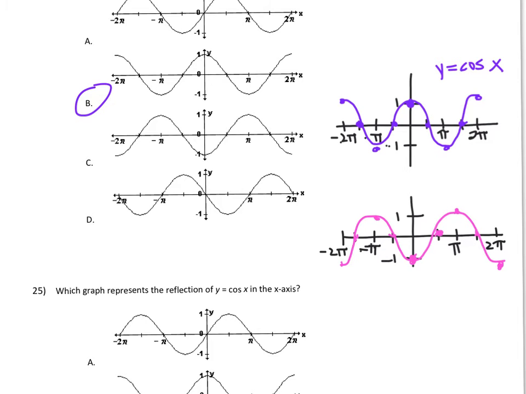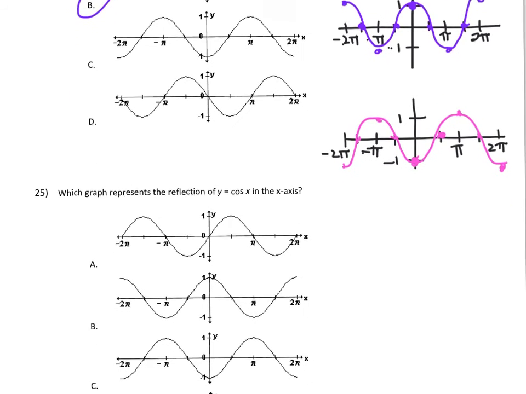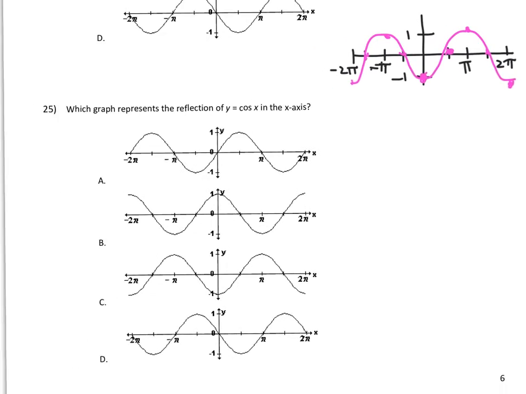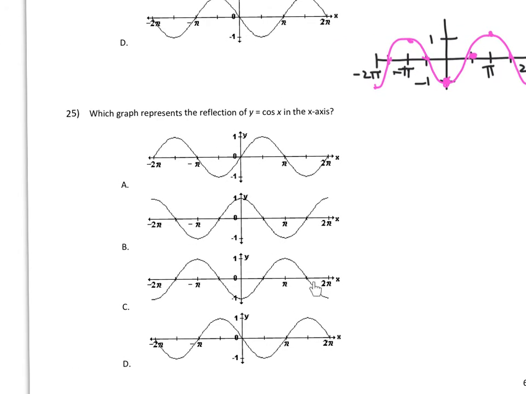So let's see which answer choice shows that. Okay, this one right here shows it, letter C, okay? We have basically y equals negative cosine of x. Okay, so letter C is the answer.